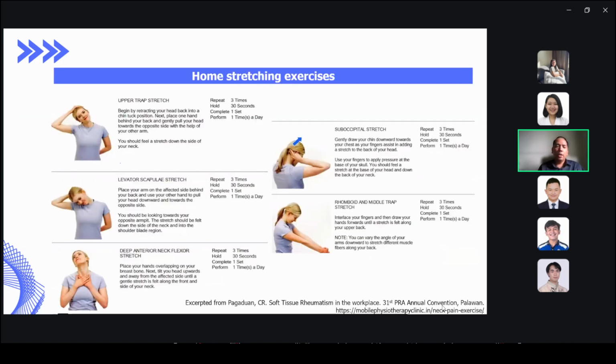And you can advise the patient on home stretching exercises, which are a no-brainer. You can do them anywhere and anytime, like the upper trap stretch in the neck, levator scapulae stretch, deep anterior neck flexor stretch, suboccipital stretch, and rhomboid and middle trap stretch. These are very practical positions and stretches, and not costly, because you can just do them.